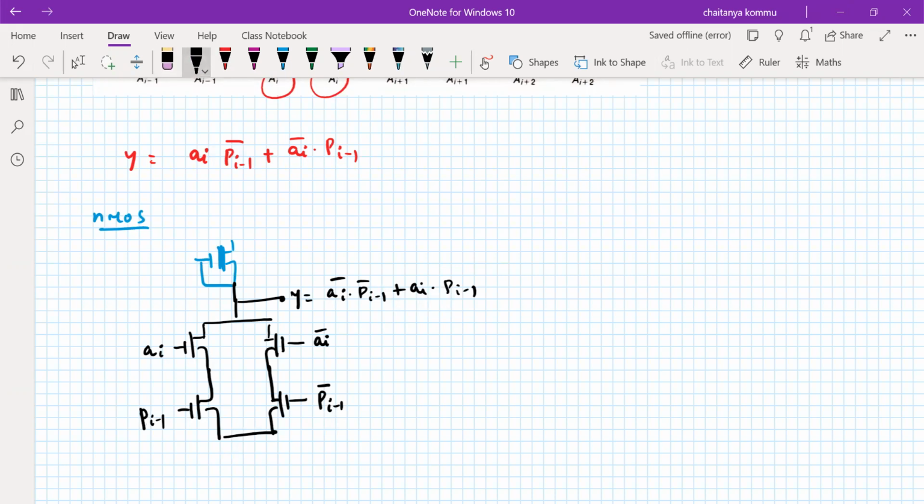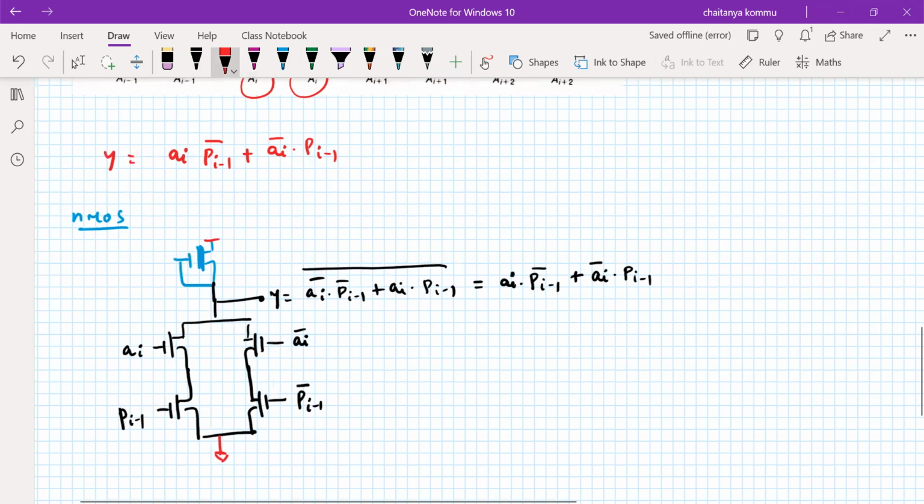So this is the whole bar only, right? So the whole bar in the sense, what will I get? It is simply AI into PI minus 1 bar plus AI bar into PI minus 1. So that is the answer that we will get. Exclusive OR operation, XNOR operation: the complement of XOR is XNOR. So that's how we'll get it there. Do you agree with me? So how have I done this one?